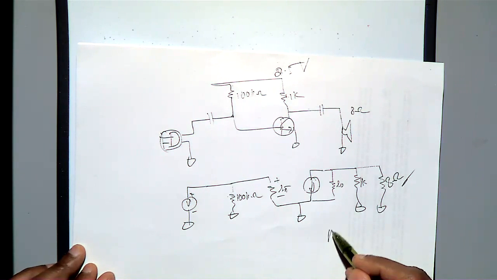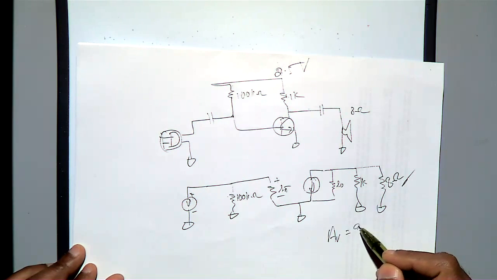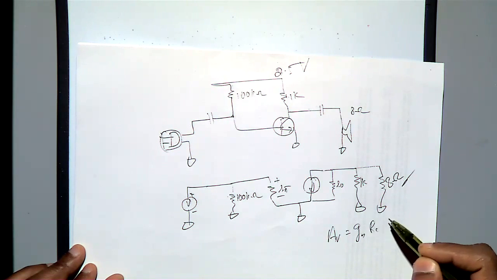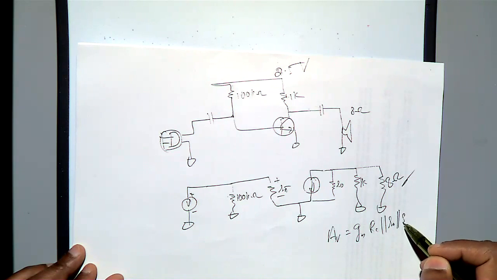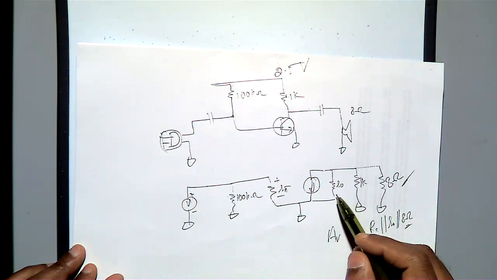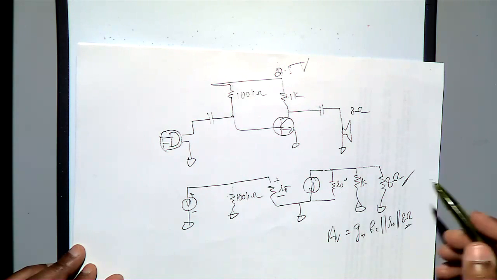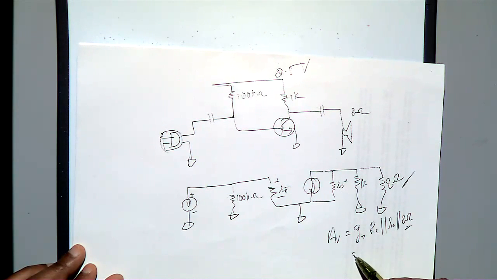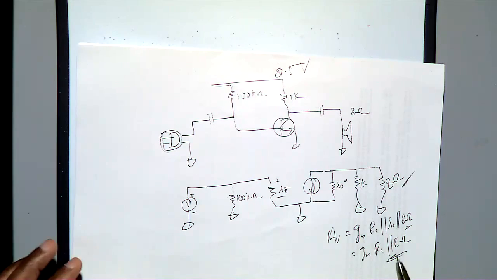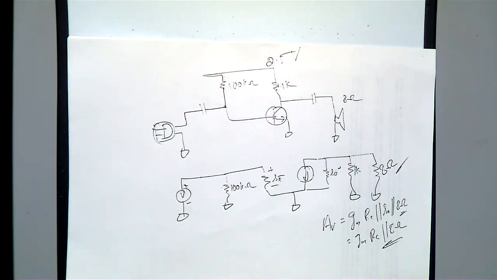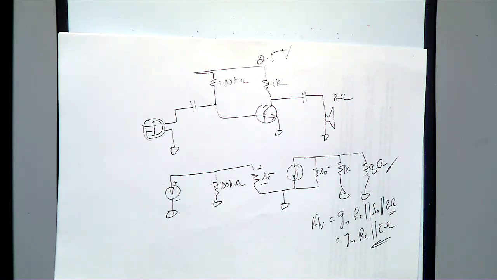So your gain is equal to GM RC parallel RO parallel 8 ohms. If you don't take into account early effect, this will be infinity. Even if your RO is very large, this will go away. So you get GM RC still parallel, that 8 ohms will come because of this short, because capacitor is a short in the small signal. So this is not solving the gain issue.